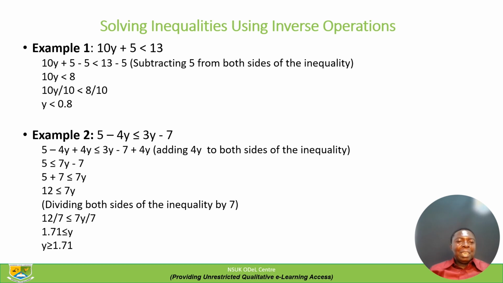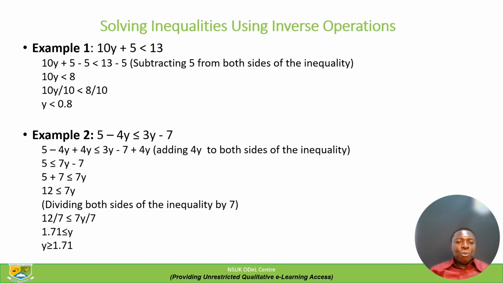So you are left with 10y less than 8. Now divide both sides by 10: 10y over 10 less than 8 over 10. The 10 cancels the 10 and gives you only y, which is less than 0.8. I hope this is clear.